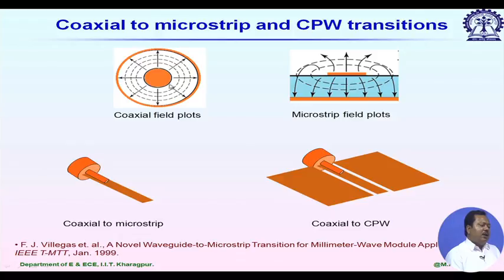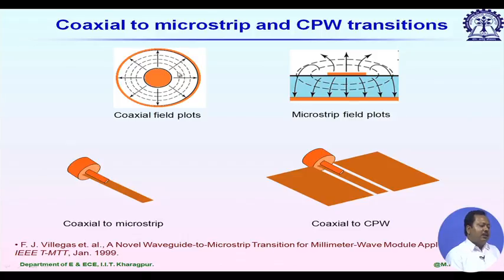So, for TEM mode, the electric field is from the central conductor to the outer conductor, so they are perpendicular to the magnetic field lines. Now, we want to connect it to a microstrip line. Coaxial line supports TEM mode, and microstrip line is also quasi-TEM mode, and it also has an electric field component which is perpendicular to the ground plane. So, simply we can connect one coaxial line to a microstrip line directly.